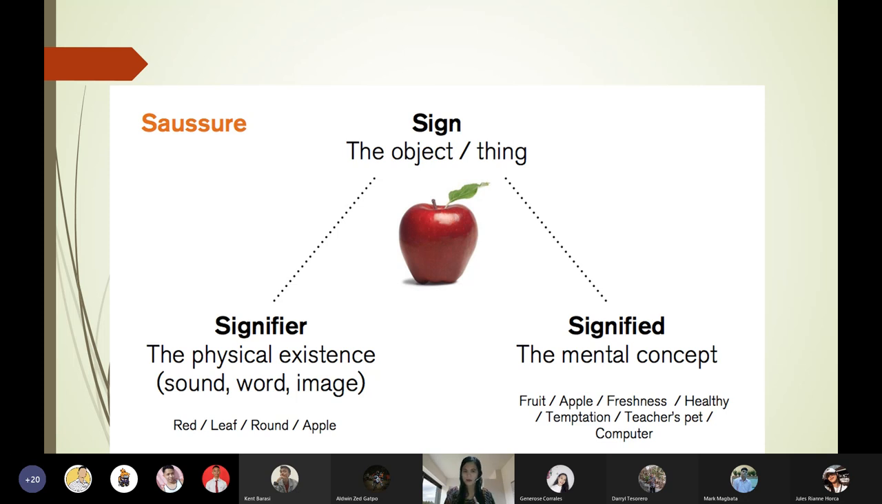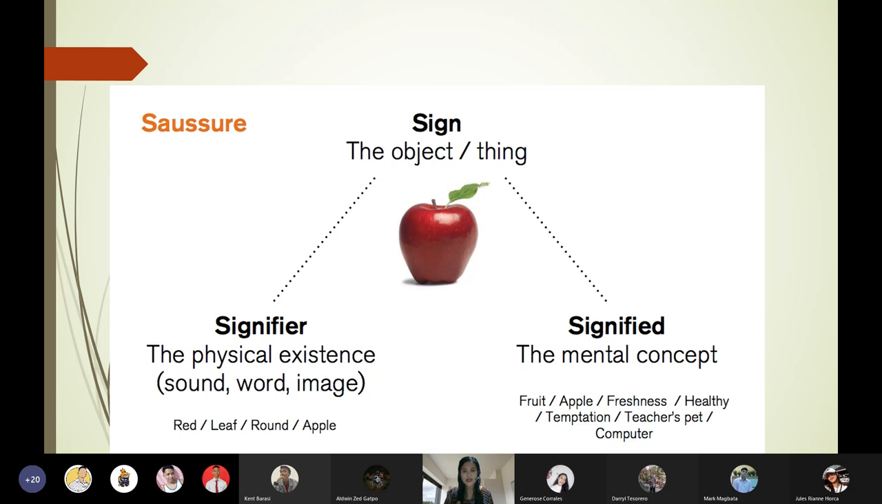So look at the example. The signifier is the physical existence: the sound of it, the word, the image. You've seen apple, it's red. You've seen apple, it's a heart shape or round shape. You've seen apple, it's an image. Nakita mo yung leaf? Syempre, ang apple may leaf, diba? So, signifier ang tawag doon.